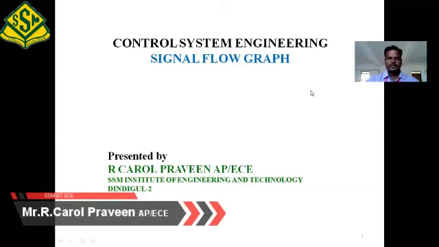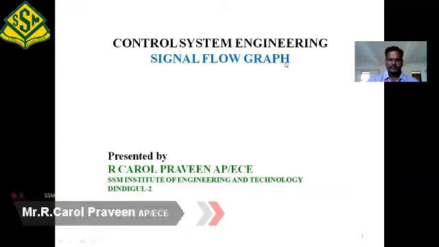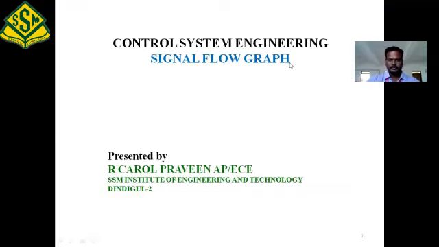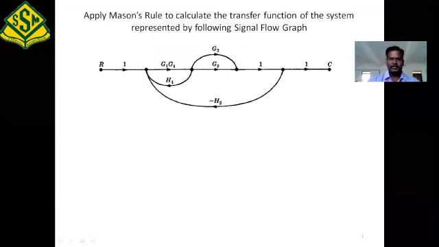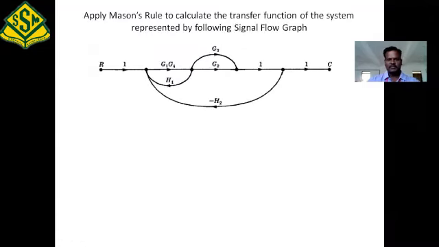We are going to discuss signal flow graph. We are going to solve problems based on signal flow graph. I am going to read the problem. Apply Mason's gain rule to calculate the transfer function of the system represented by the following signal flow graph. So this is the given signal flow graph, and you are asked to find the transfer function.